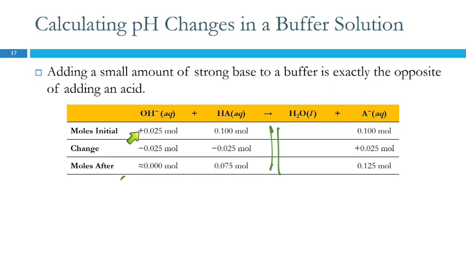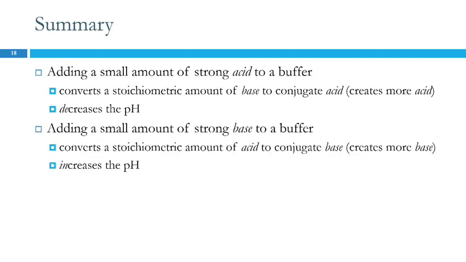So if we added 0.025 moles of hydroxide, and we had the same initial amounts of the buffer, this is the limiting reactant, so all of that's going to react to leave 0, and this is the same number that's used on the other things. It's subtracted here and added there. Okay? And then you're going to use these numbers in your ice table or your equation. Any questions? Clear as mud.